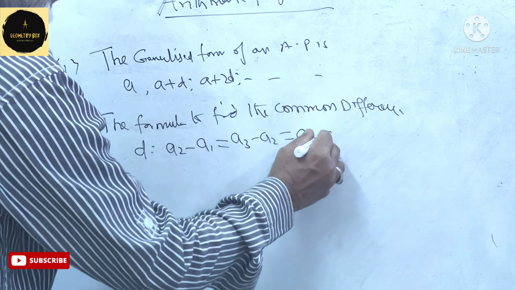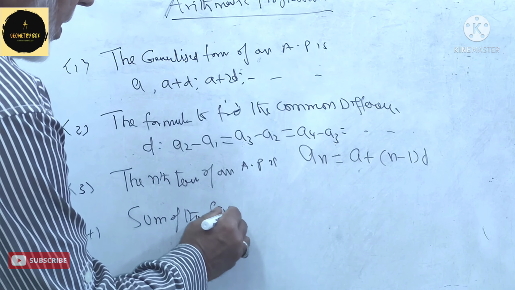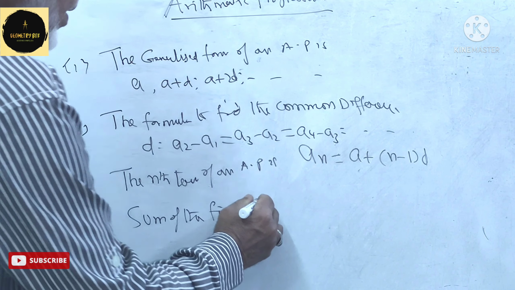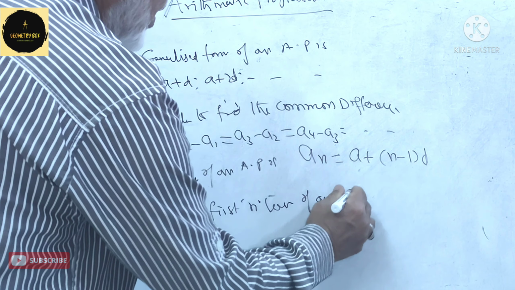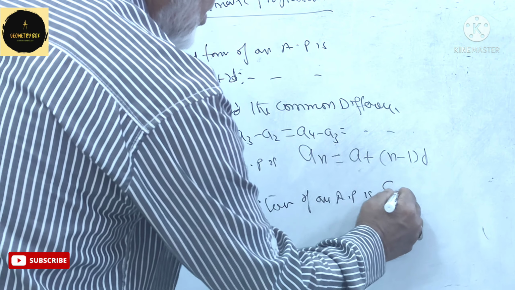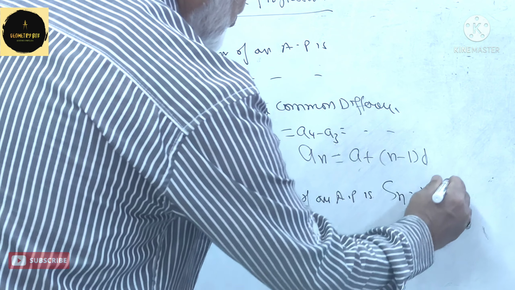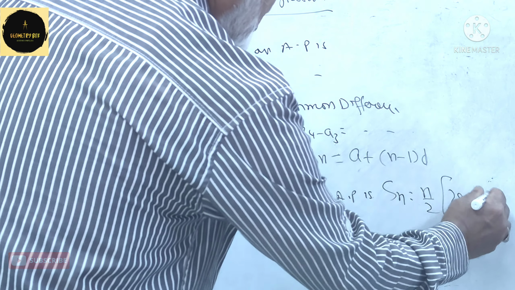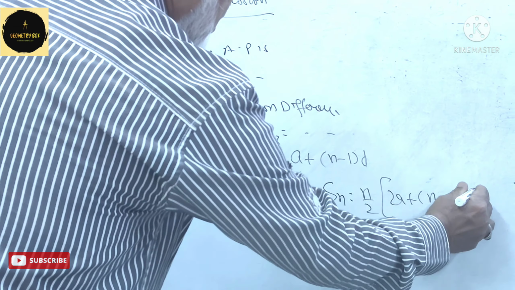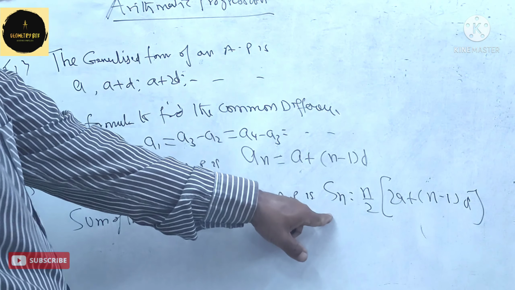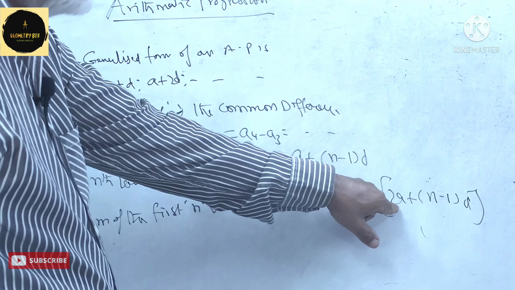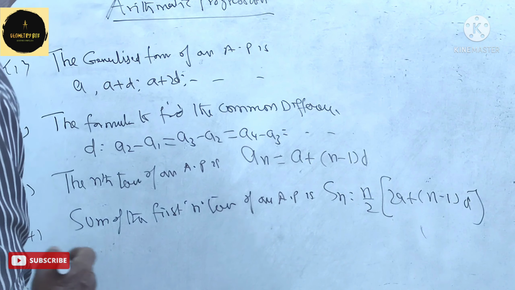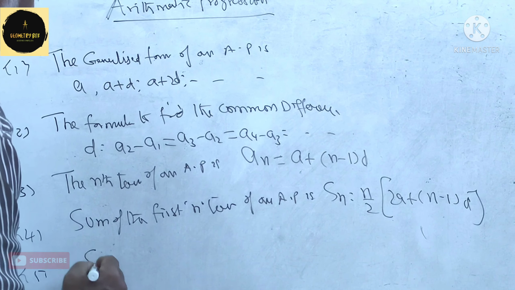Number four, sum of the first n terms of an AP is Sn is equal to n by 2 into 2a plus n minus 1 into d, where Sn is called the sum of the n terms, n is called the number of terms, a is called the first term, and d is called the common difference.